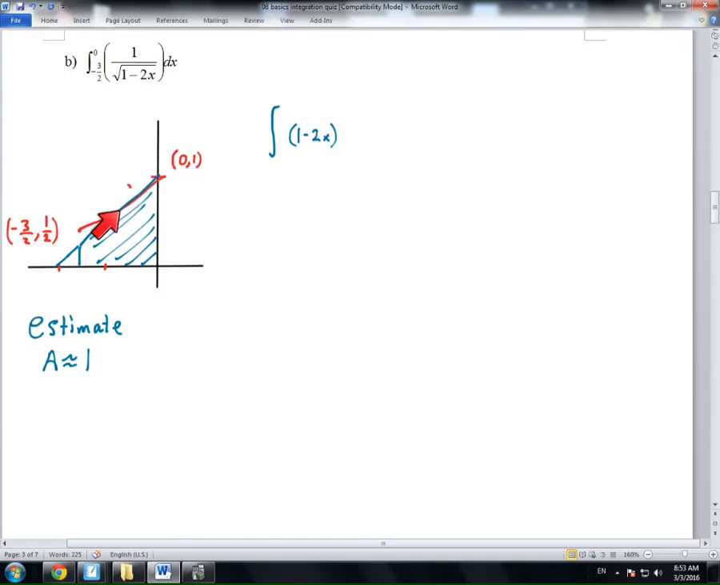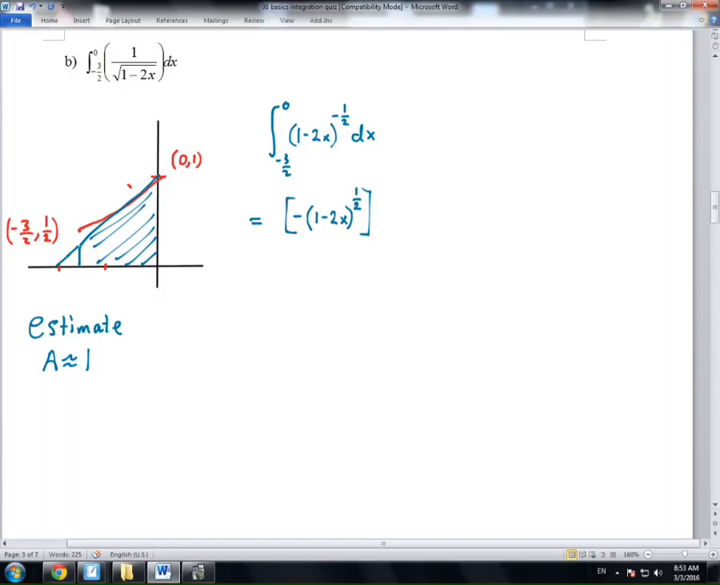And so whatever's happening to the function here in between, I don't know exactly, but I can tell you that this is the general shape, and I can estimate it as if it were a trapezoid. So the area, or just estimate it to be around 1. That's what I did anyway.